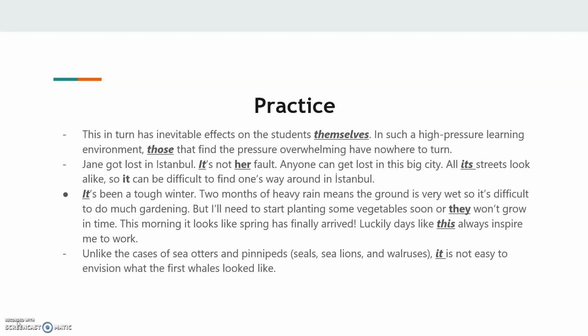In the second sentence, it refers to Jane's getting lost in Istanbul, and her refers to Jane's. Next, the reference word its refers to Istanbul's. The pronoun it in the last sentence is a dummy subject, so it doesn't have a referent. It refers to the whole sentence that follows it.